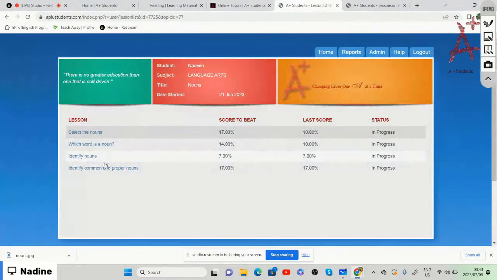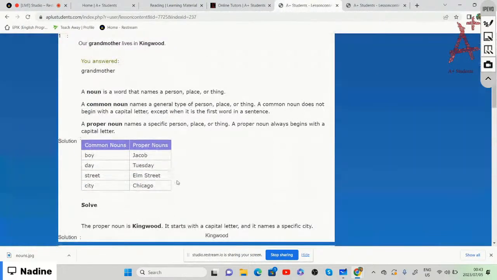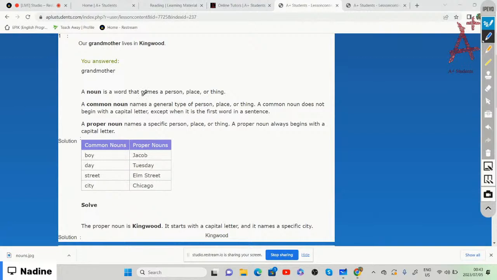So we're going to do the last one, which is identifying common as well as proper nouns. So here we need to identify common and proper nouns, and we will be able to see what the difference is between the two of them, right? So remember we said that a noun names a person, a place, or a thing, right? And under thing, we can even say animal. So that is a noun.